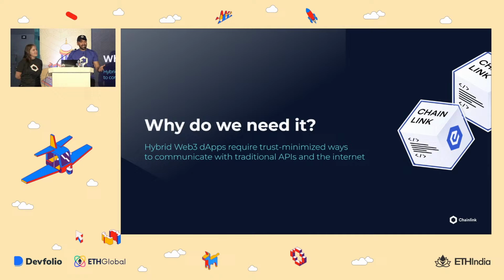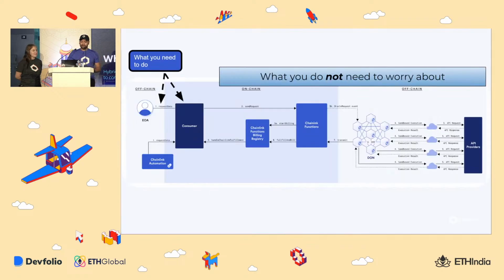So why do we need that? Well, we believe that the new generation of Web3 apps are going to be hybrid. There's going to be a critical on-chain component, and they're going to be able to access traditional data infrastructures so that you can enrich the Web3 world with that data without losing a lot of the benefits of decentralization and trust minimization.